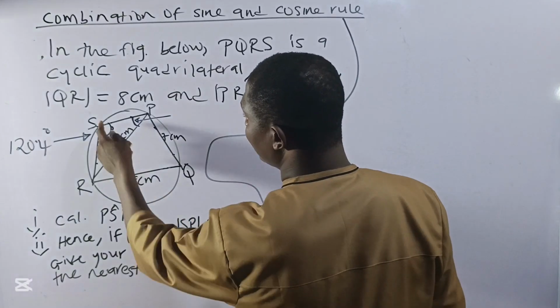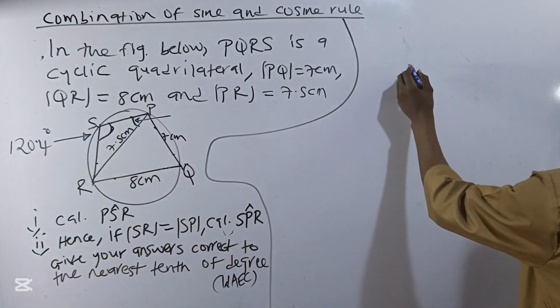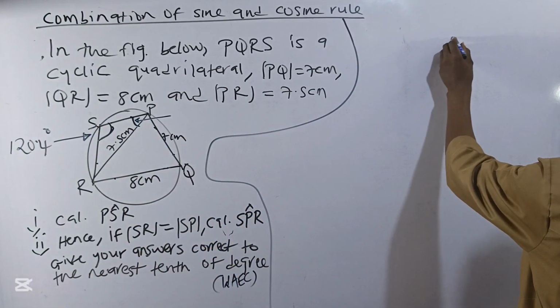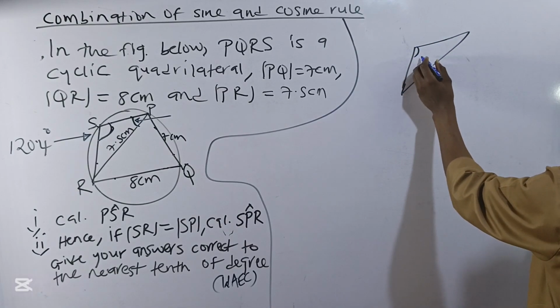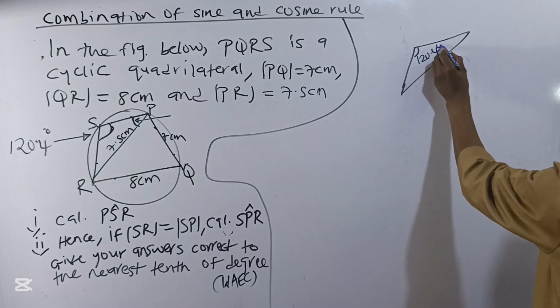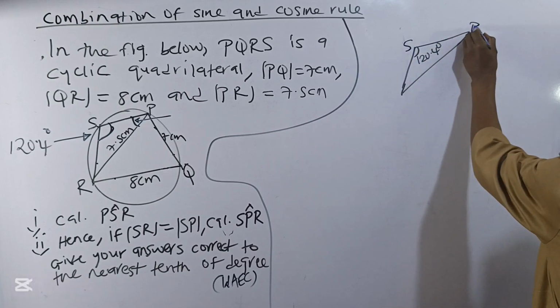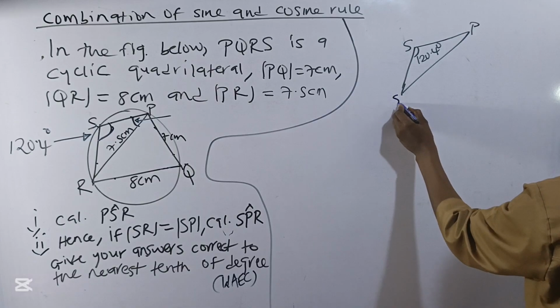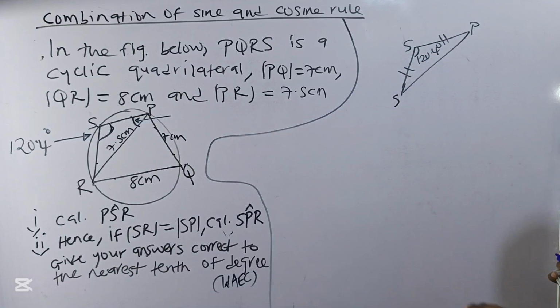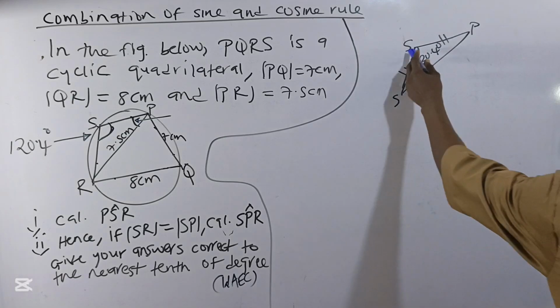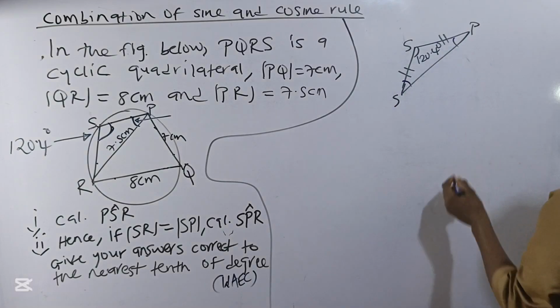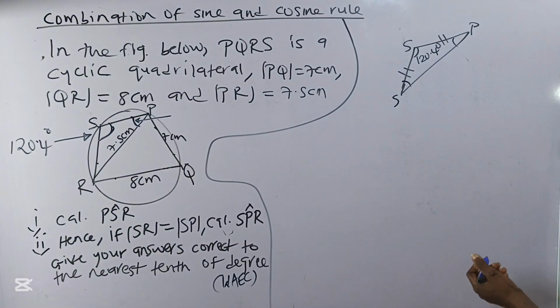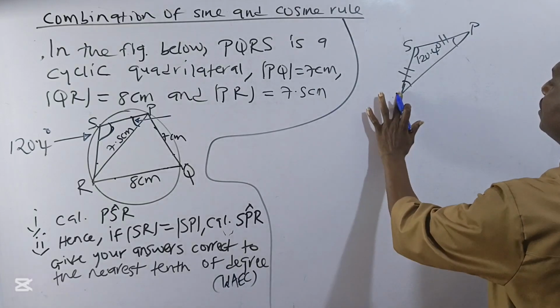If these two sides are equal, let me bring the triangle out. And we have that as already 120.4 degrees. And they said SP equal to SR. So I can put two lines here if I like. The two of them are equal. If the two of them are equal, it simply means the triangle is an isosceles triangle, and therefore the base angles must be equal.